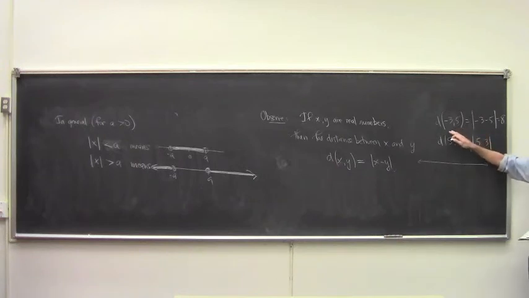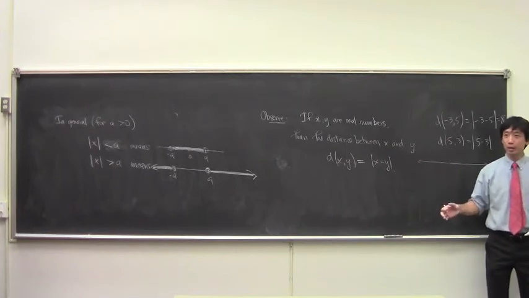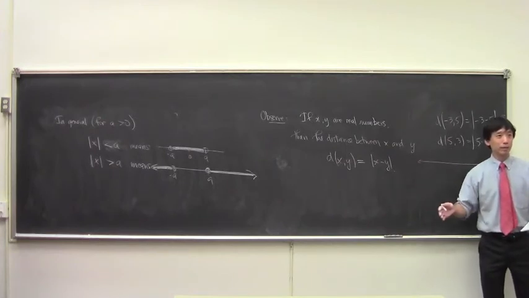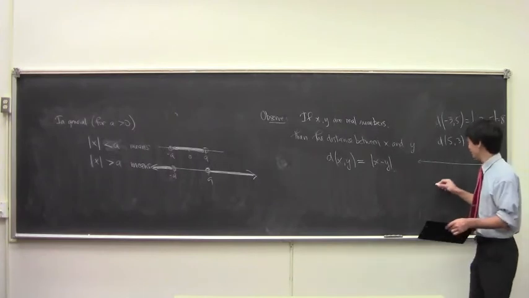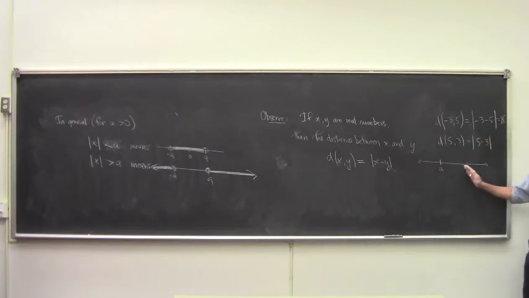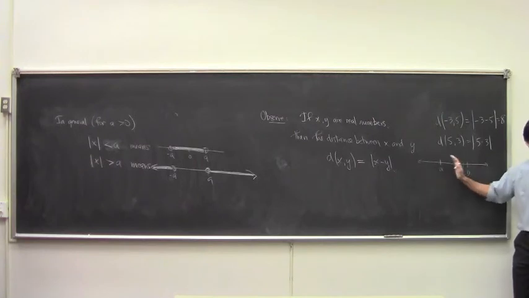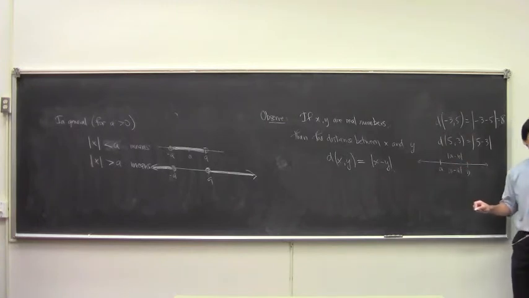So if you have two numbers and you take their difference, and you take the absolute value of the difference, that gives you the distance between the two numbers. I think that makes sense pictorially. If you take the difference between two numbers, you get some sort of length, but it could be negative, and you apply the absolute value to it, and you get the distance between here and here, which is the absolute value of a minus b, or the absolute value of b minus a, whichever. That's the same thing.